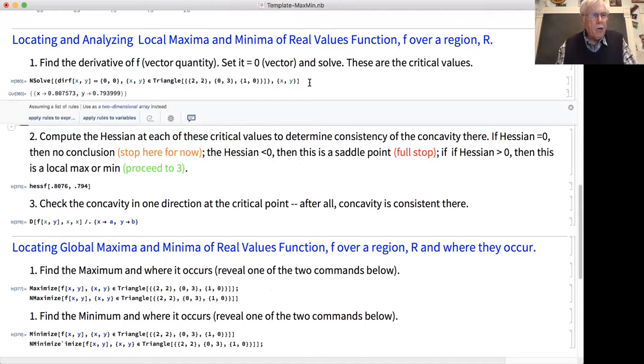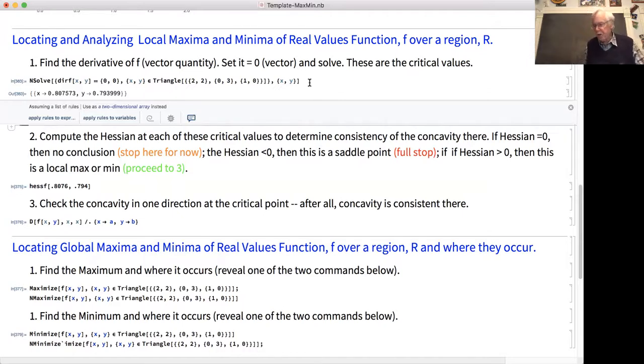So here we go. We only have one critical point for this function. The equation has several, but there's only one that lies inside our domain, so refers to our function, and it's the point 0.807573. The y value is 0.794 approximately.